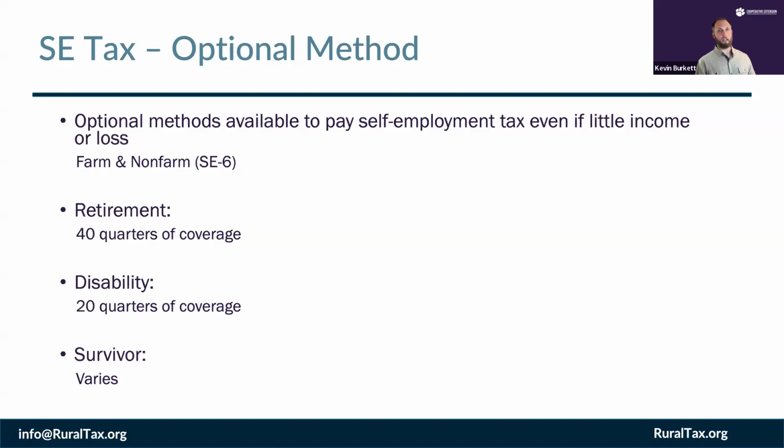It could be that there's times where if we're a farm, we might have low income, but we still want to pay into the system so that we can receive coverage. There are optional methods to pay self-employment tax, even if in a particular time period we had low or little to no income, but we still wanted to pay into the system. And there's a farm and a non-farm version of doing that.